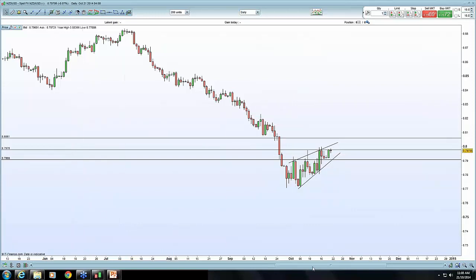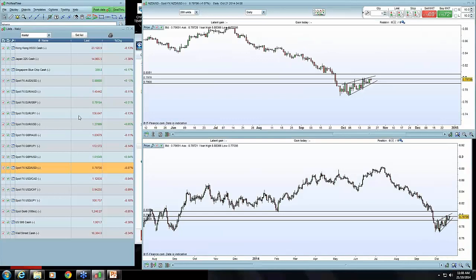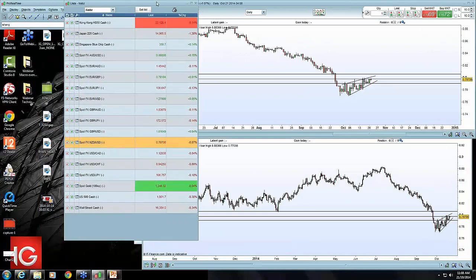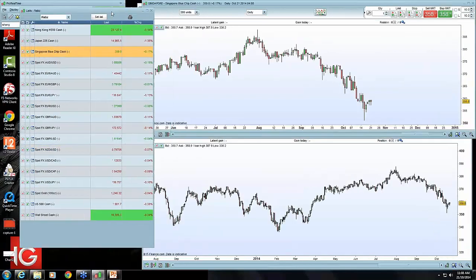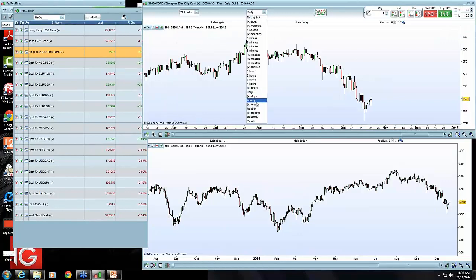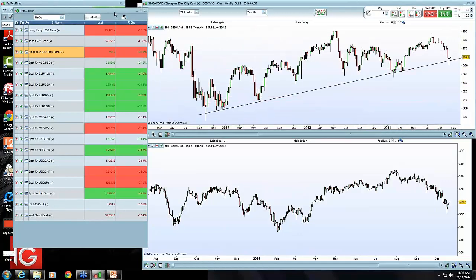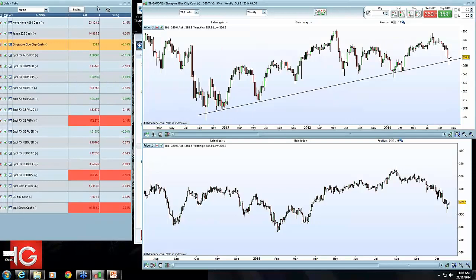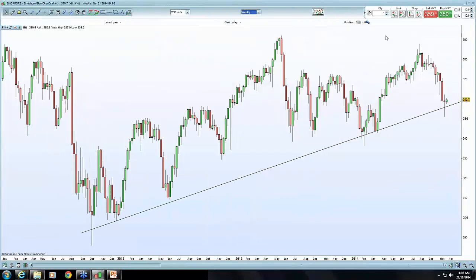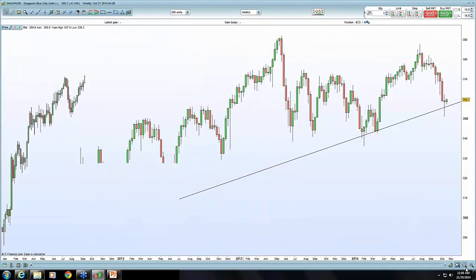Two more before I wrap it up. I had a question on the Singapore blue chip. So this is the Singapore blue chip. For those of you that trade this, the Singapore blue chip tracks the SiMSCI, the MSCI Singapore Free Index. We track the futures.